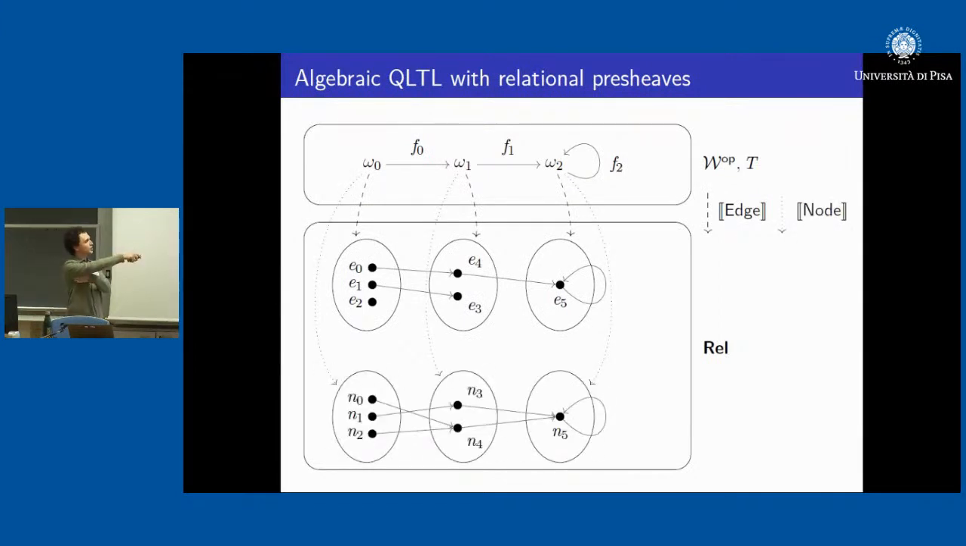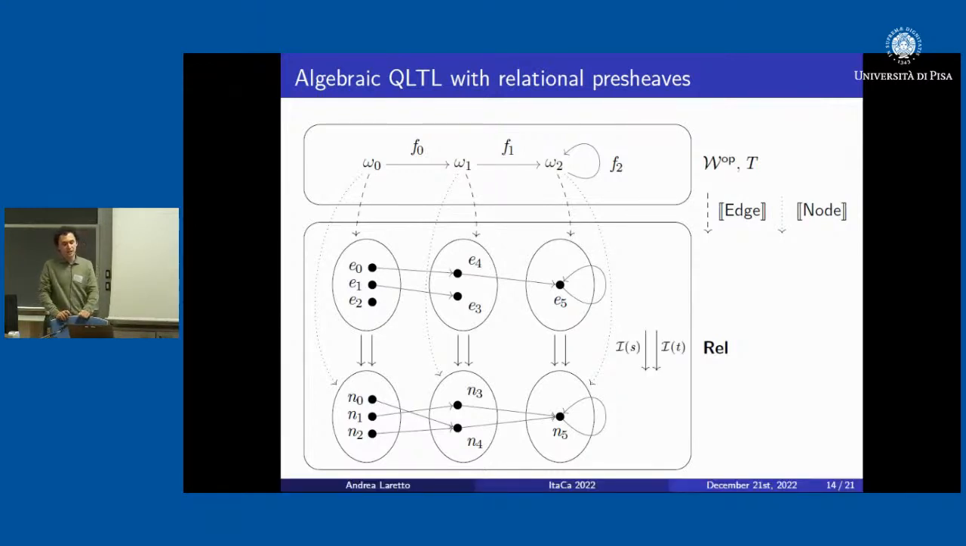And so you have two presheaves, one for each sort of the algebra, right, which identify both the evolution of the nodes and the evolution of the edges. And then you have these kind of not really natural transformations, but set functions for both the source and target, right?